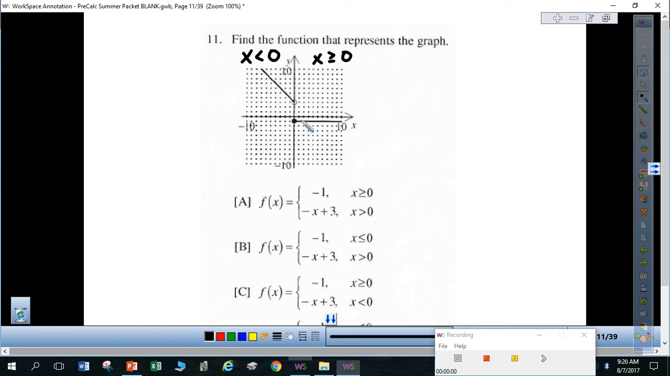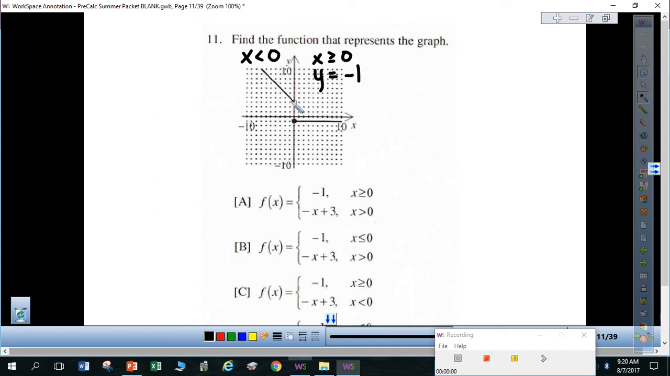on each side. So on the right-hand side, this is a horizontal line that passes through -1. The equation for a horizontal line will always be in the form of y equals a number. Whatever this number is, that's the y value that it's passing through. So this equation is y equals -1, and that happens for all x values greater than or equal to 0.